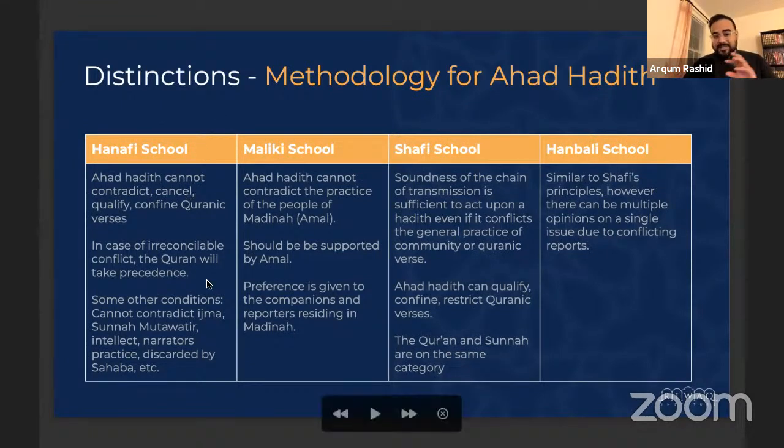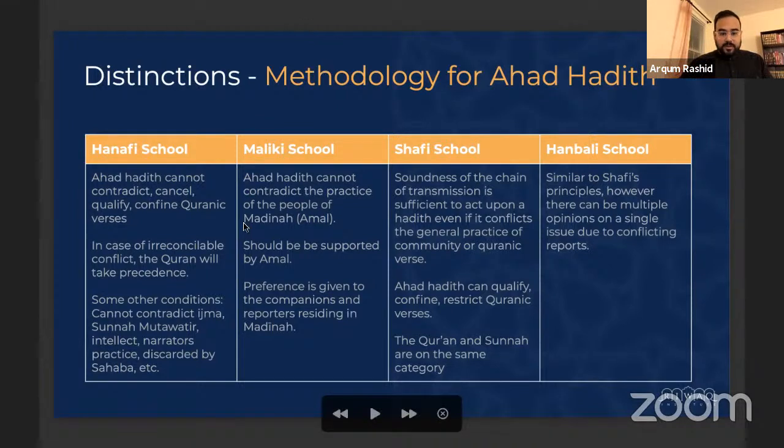Now, let's bring that same idea back to the Hanafi school. If a hadith is sahih and it contradicts the Quran, do you think that changes the outcome of this Hanafi principle that it cannot contradict the Quran, or it cannot qualify a statement of the Quran, or it cannot restrict a statement of the Quran? Feel free to unmute yourself and just answer as well. I think you should be able to.